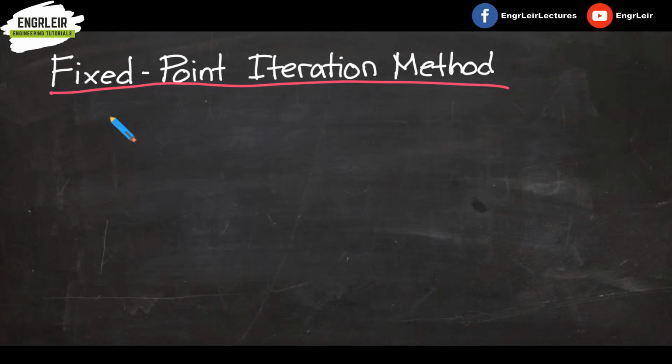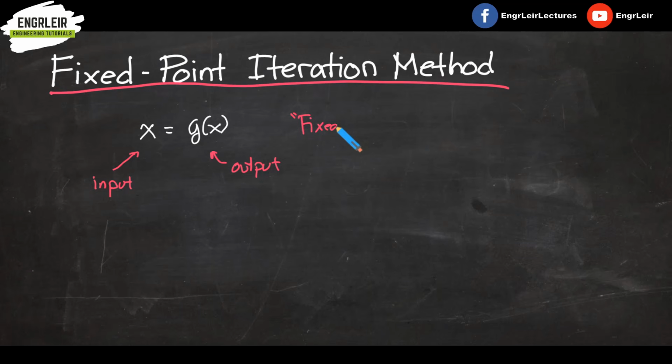Fixed point iteration method. Okay, isa ito sa mga open method sa numerical method sa root finding using yung fixed point theory in algebra. Anong ibig sabihin nun? So, let's say I have x which is equal to a function g of x. Ang sinasabi lang nito, ito yung input ko, whatever is my input value, yung x, equal doon sa output ko. This is what we refer to as a fixed point.